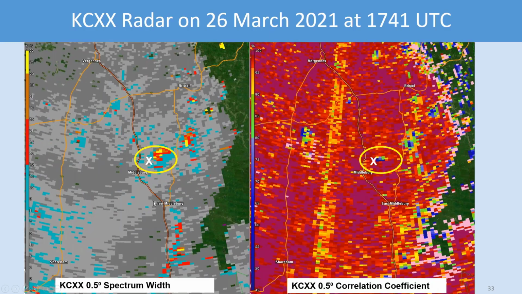Taking a look at the spectrum width once again on the left-hand image here, you can still see values of 20, 22 knots indicating the potential for a tornado. And then an interesting little signal showed up in the correlation coefficient. We did get some lower values indicating the potential for a tornado debris signature. I did a cross section and noticed that these extended up to about 3,500 feet above ground level. So there was some vertical continuity to that.